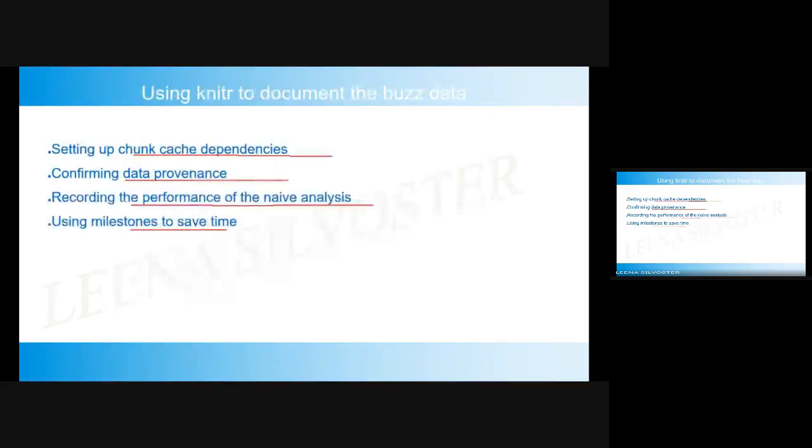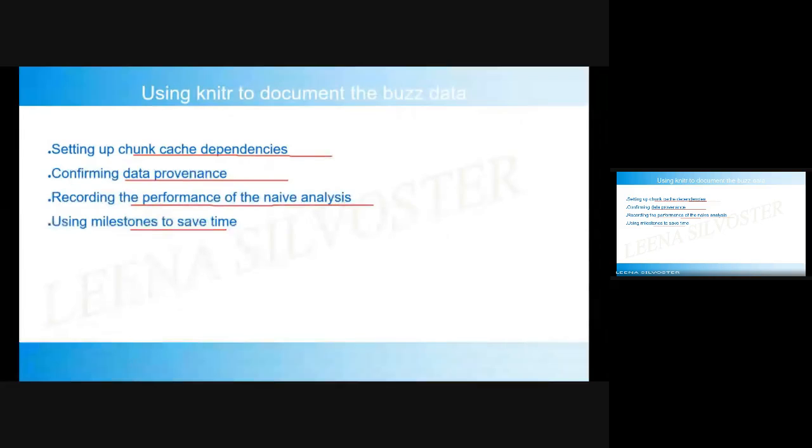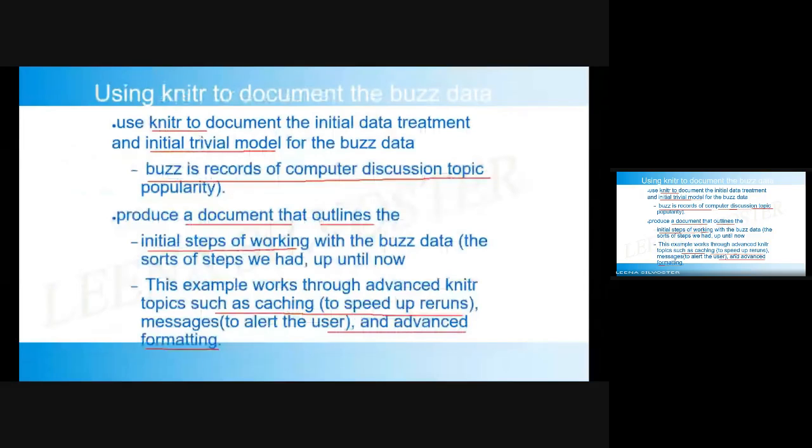So how to use knitr to document the bus data. First step is setting up chunk cache dependencies. After that, you have to confirm data provenance. It is followed by recording the performance of naive analysis and finally using milestones to save them. Using knitr to document the bus data. Use knit to document the initial trivial model.